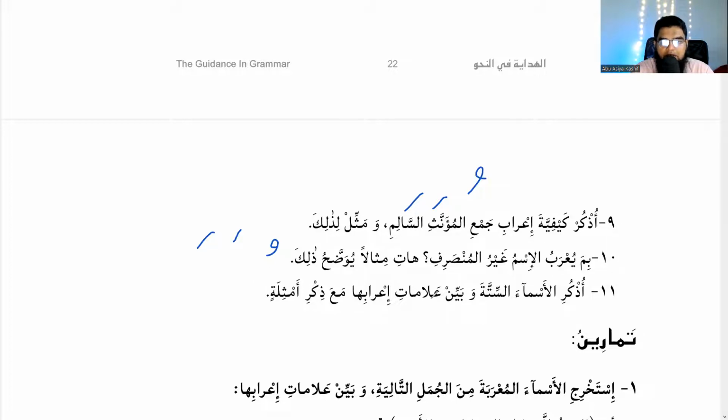اذكر الأسماء الستة وبيّن علامات إعرابها مع ذكر مثال. Mention the six nouns and what are the signs? Waw, alif and ya. You can see the example: أبوك، أبيك، مررت بأبيك and all that. تمارين. He gives an example exercise.